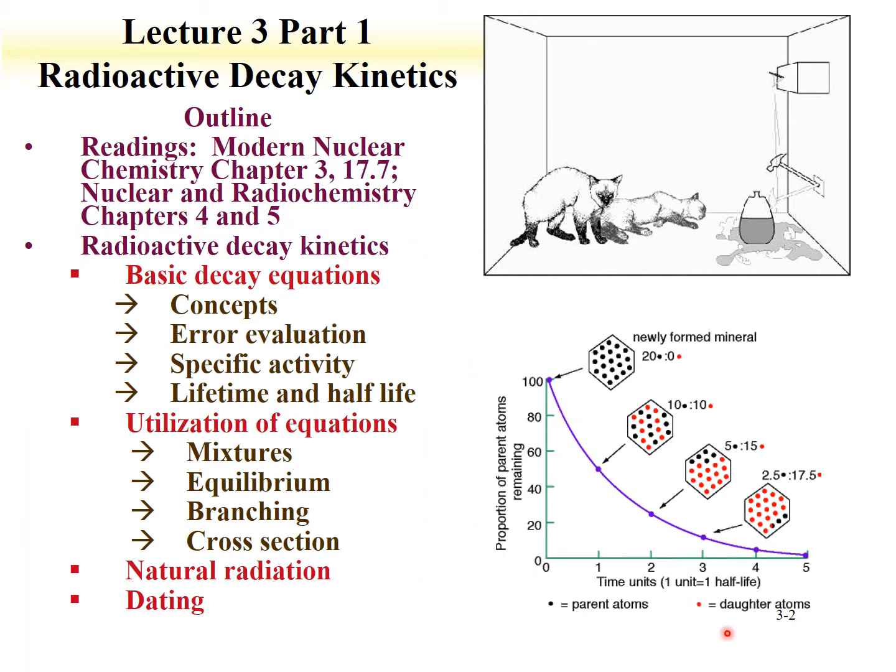Here, this figure is an example of half-life, where it takes an amount of time for the amount of a radioactive material to go from a certain amount to 1/2 that amount. So here there's 20 atoms. After one half-life, there's 10. After two, there's 5. After three, there's 2.5, etc.